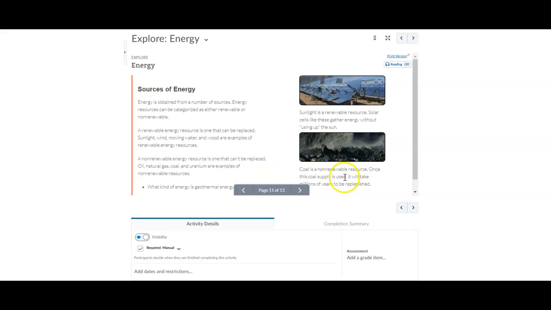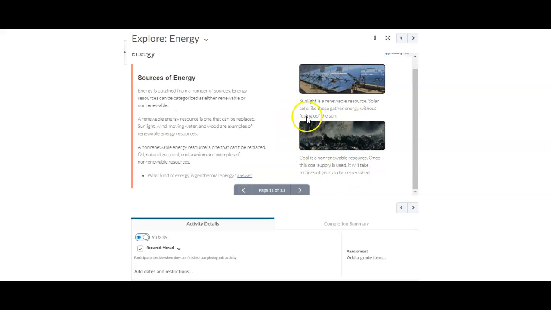And so here's a couple of things, some more pictures just to show you that sunlight is a renewable resource. Solar cells like these gather energy without using up the sun. Coal is a non-renewable resource. Once the coal supply is used, it will take millions of years to replenish. All right, so that answers number 10, and we just have number 11.